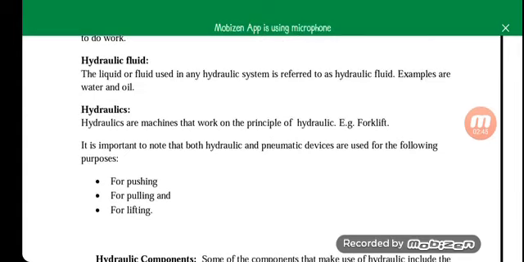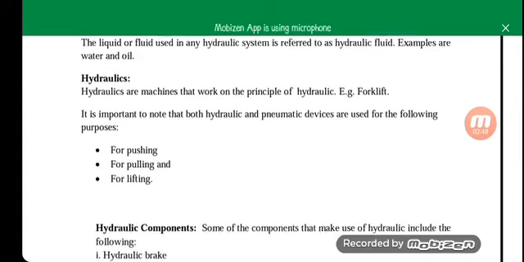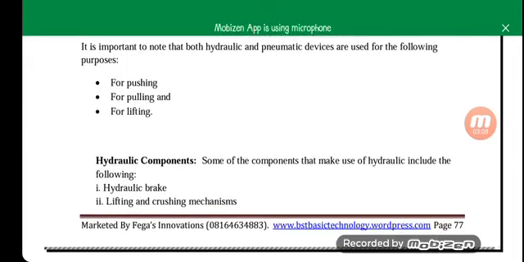It is important to note that both hydraulic and pneumatic machines are used for the following purposes: for pushing, for pulling, and for lifting. For pushing, it could be for pushing fluid. It could be for pulling fluid, just pulling it backward instead of it flowing out. It's just suspended, stopped from moving. Then lifting as well. We'll get to all of that.